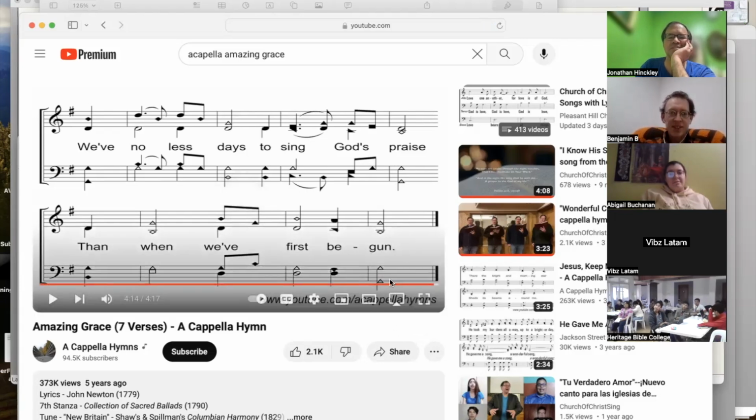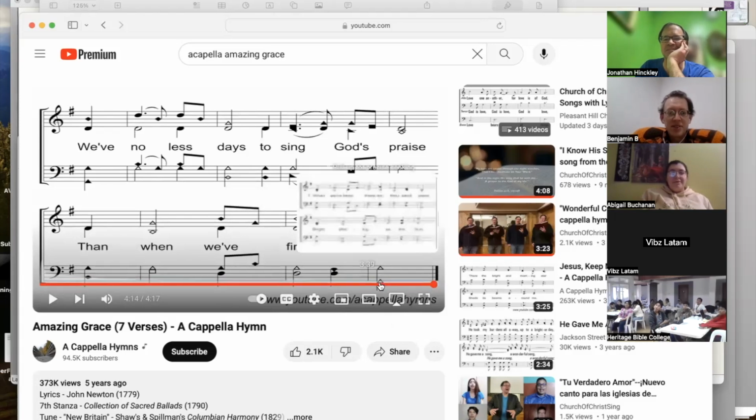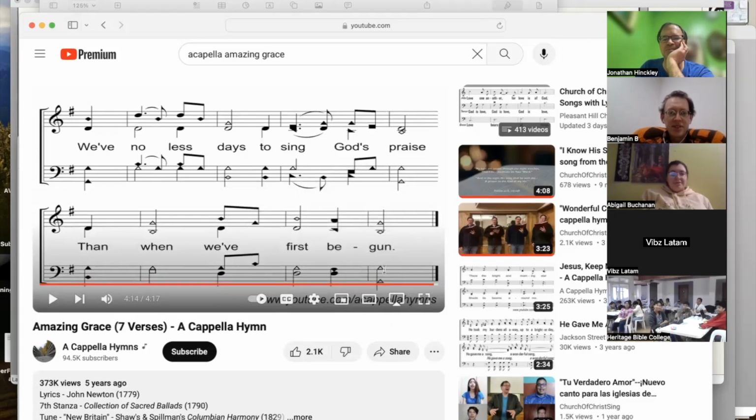begun. What's in the bass? If I can get that red line out of the way, I don't know how. Do. Do is in the bass, right? And then we have do. And actually we have do 3 times, right? And the only note besides do is what?